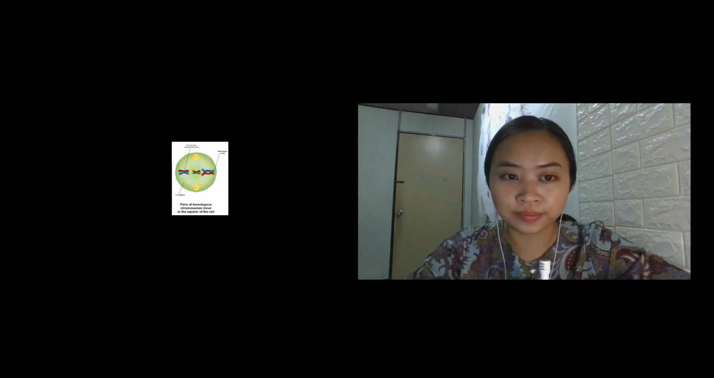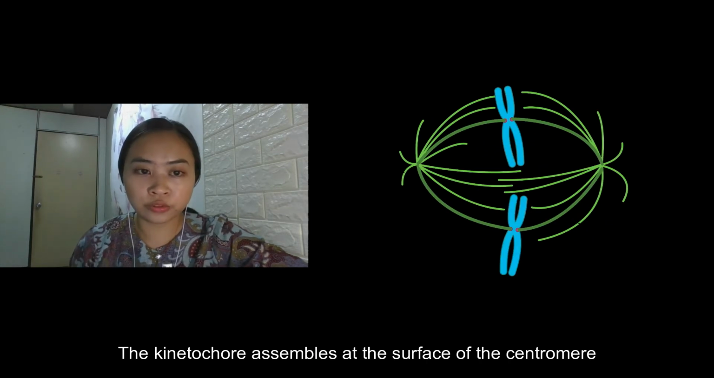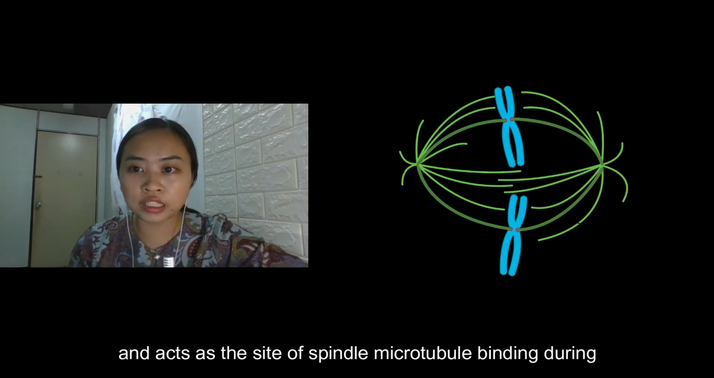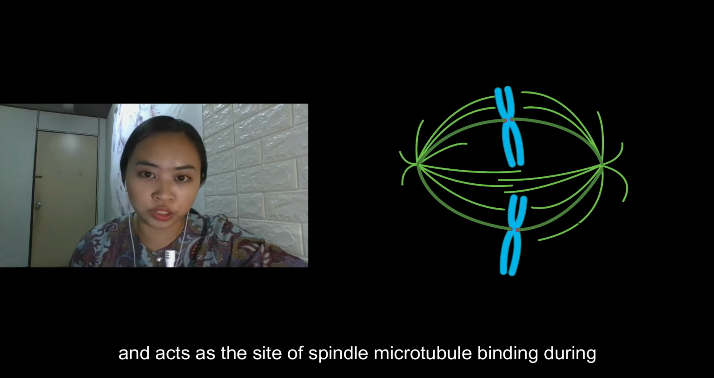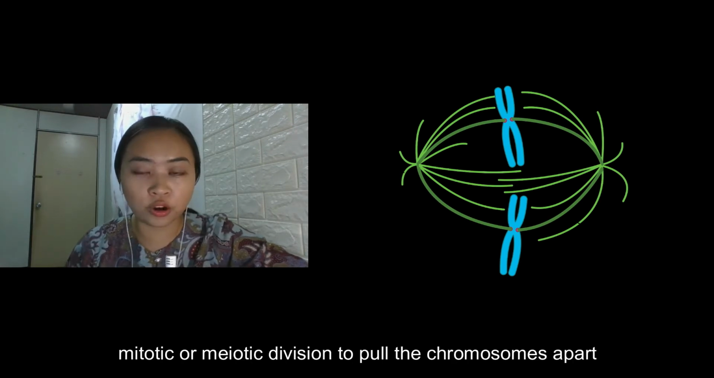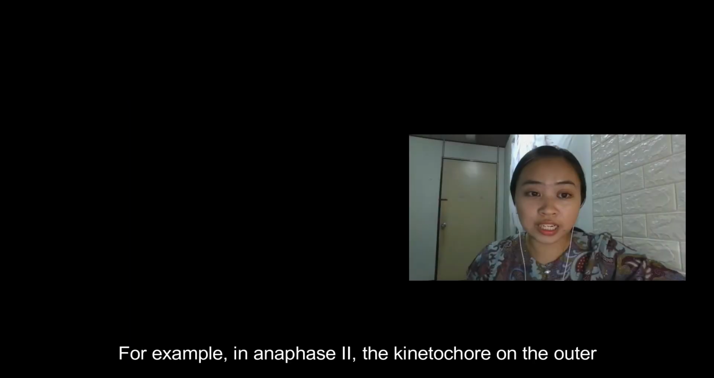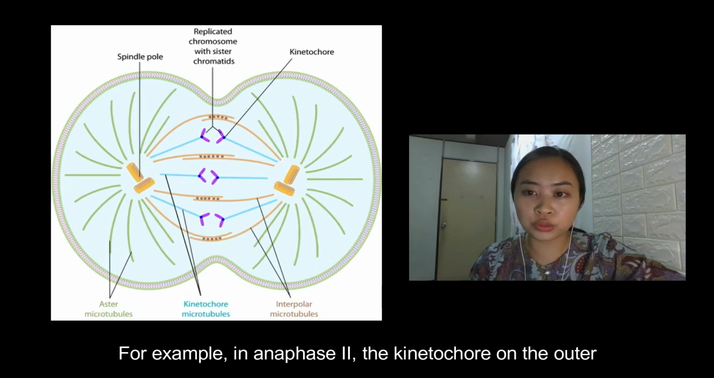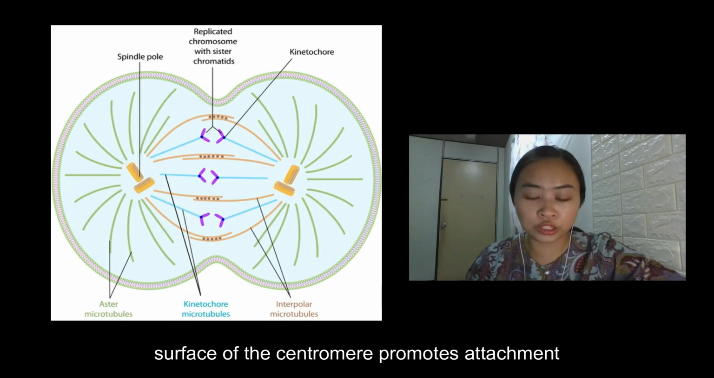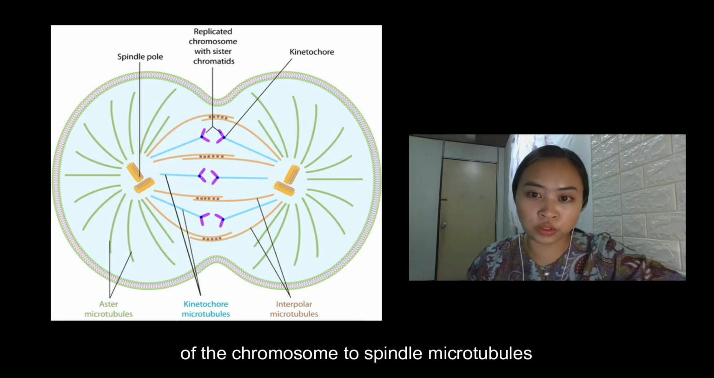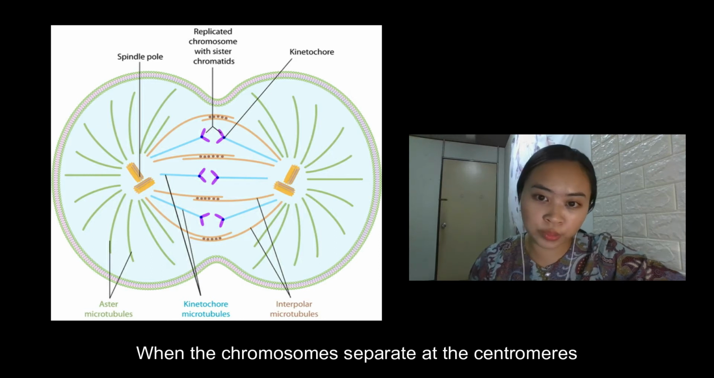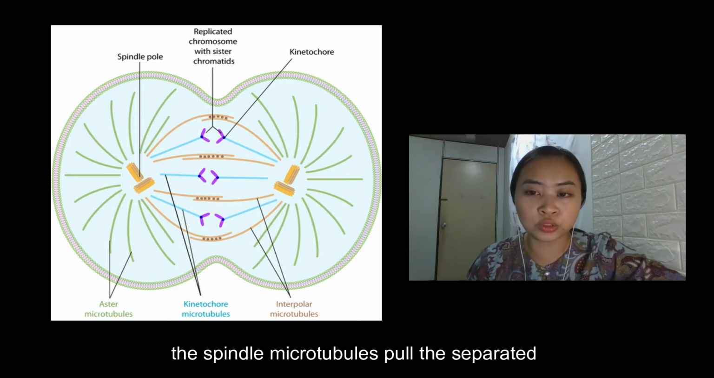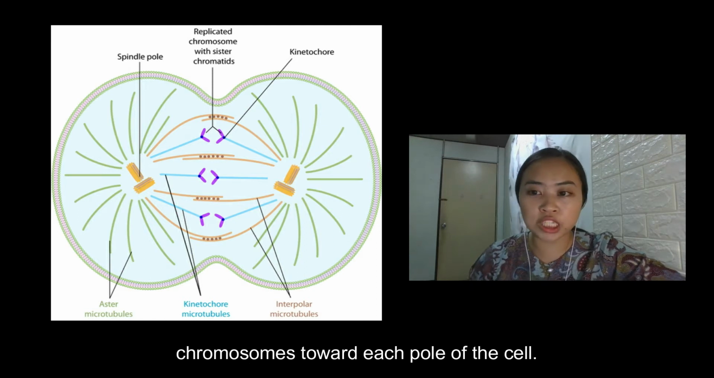For the kinetochore microtubule, the kinetochore assembles at the surface of the centromere and acts as the site of spindle microtubule binding during mitotic or meiotic division to pull the chromosomes apart. For example, in anaphase 2, the kinetochore on the outer surface of the centromere promotes attachment of the chromosome to spindle microtubules. When the chromosomes separate at the centromeres, the spindle microtubules pull the separated chromosomes toward each pole of the cell.